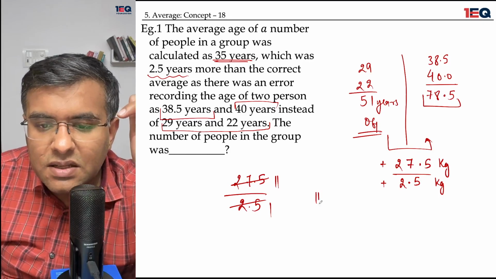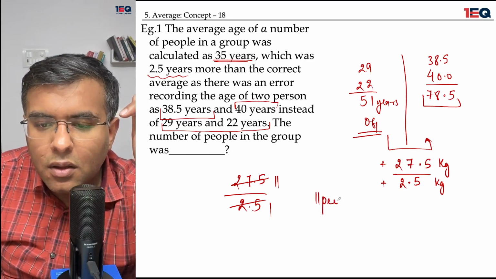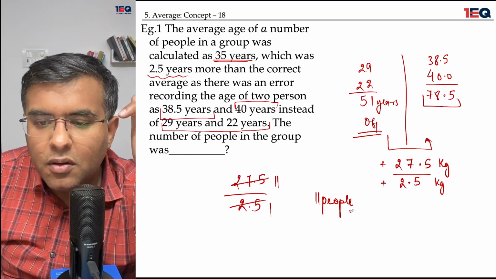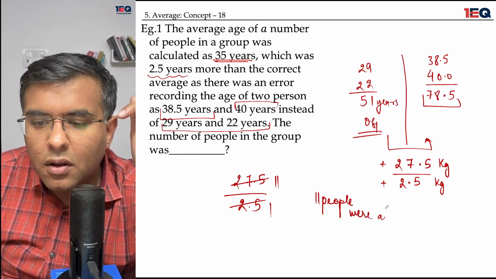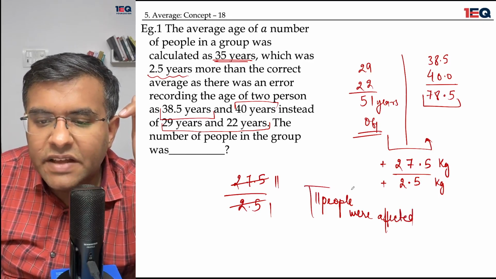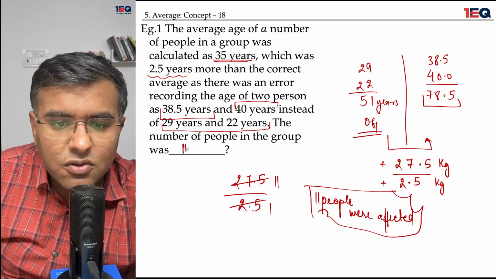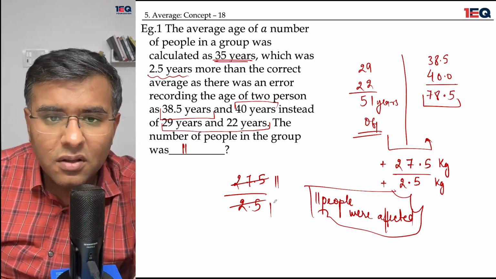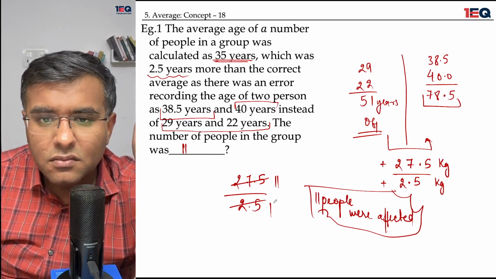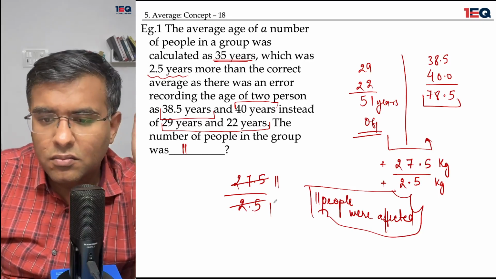That means 11 people were affected. Okay, that means 11 people were affected, and this is the answer that I'm looking for. So the number of people in the group were 11. Okay, sorted. Moving on.